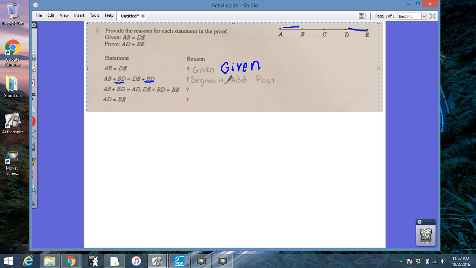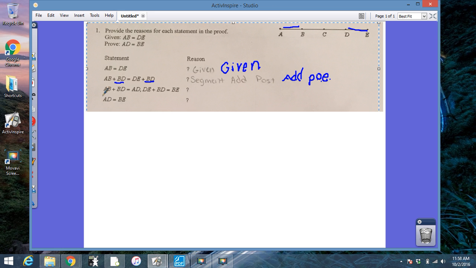So instead of segment addition postulate, what you're using here is the addition property of equality. You may have, or you should have, gone over these algebra properties at the beginning of geometry to review them, and you should have them on your list of items you can use for a proof. So the first item was given, and then you're using the addition property of equality.